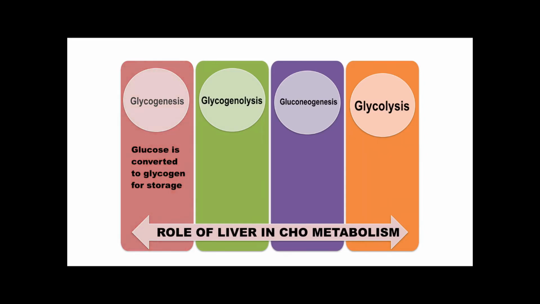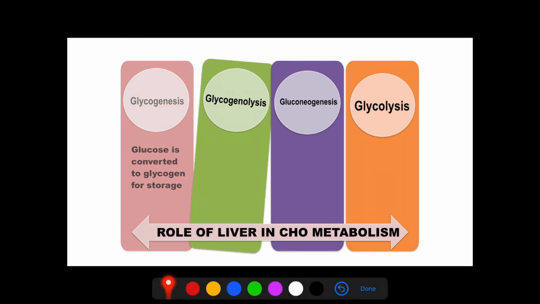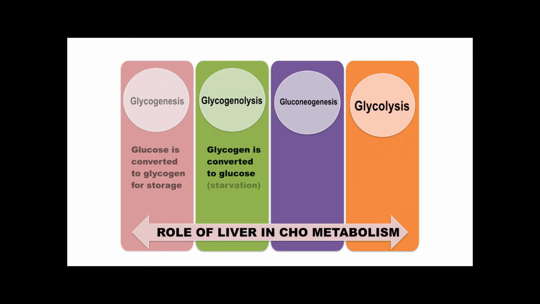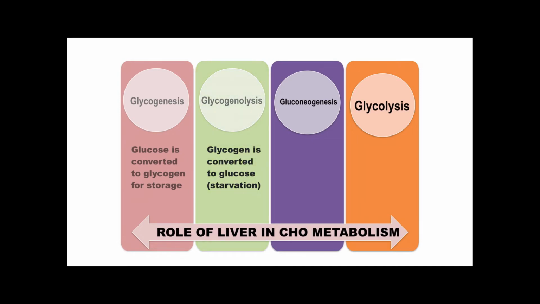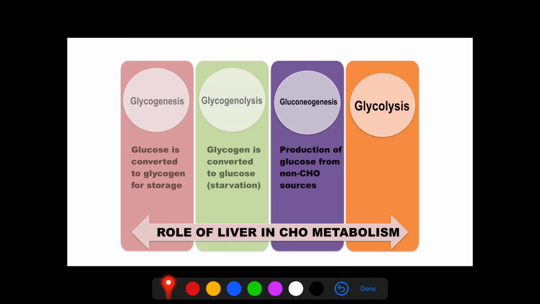Next one, we have the process glycogenolysis. Glycogenolysis is the opposite of glycogenesis, because the lysis here gives us an idea that we are breaking down something. In this case, we are breaking down glycogen and converting it to glucose. This usually happens during starvation. Next one, we have gluconeogenesis. Gluconeogenesis means the production of glucose from new sources. Neo means new. New or other sources such as non-carbohydrate sources like amino acids and fatty acids.